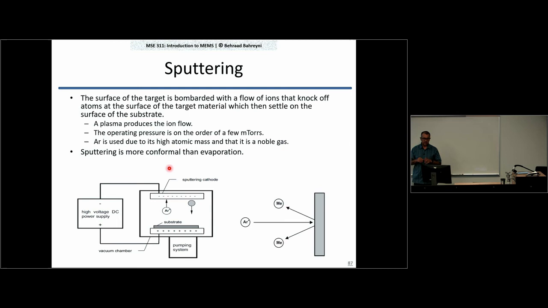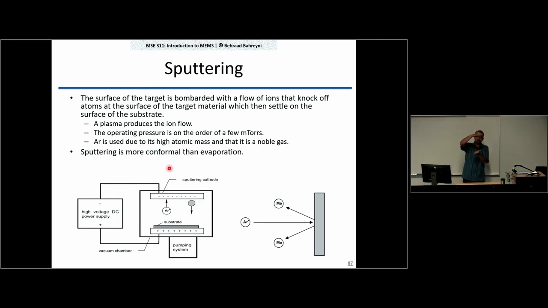The reason for that is that you're doing this at a higher pressure. So instead of 1 microtorr that you had for evaporation, you're doing it at 1 millitorr. Or instead of 10 microtorr, you're doing it at 10 millitorr. So the mean free path for these particles is about 1,000 times less. If it was 10 meters before, now it is 10 centimeters or a few centimeters for your sputtering system.